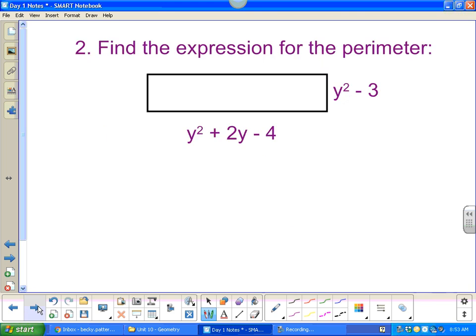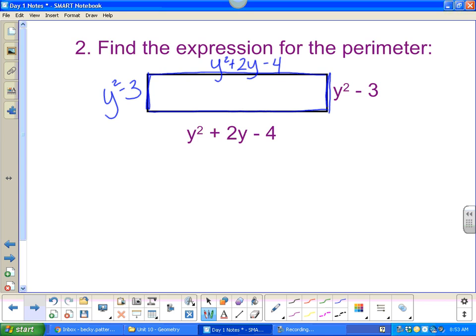So we have a rectangle, and I want to find an expression for the perimeter. Well, they only gave us two sides. Well, perimeter is all the sides together. Well, if I know that this side is y squared plus 2y minus 4, then I know that this side is y squared plus 2y minus 4. And if this side is y squared minus 3, then this side is y squared minus 3. So now I'm going to add all four sides together.